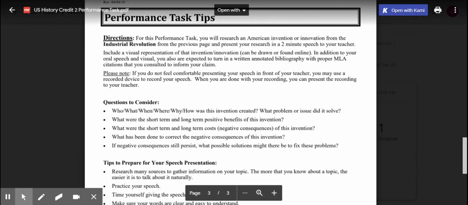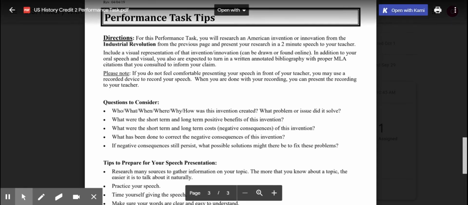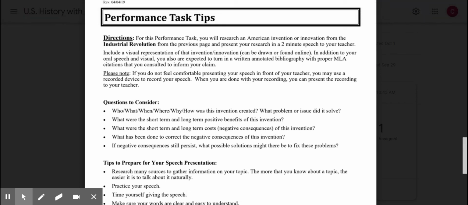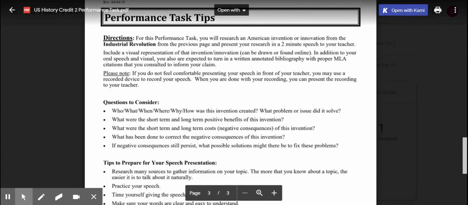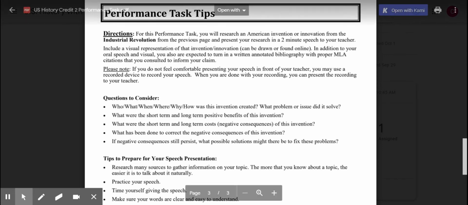So what problem does it solve? What are the short-term and long-term positive benefits of this? So what good comes out of it, but also what are the short-term and long-term costs, the negative consequences of this invention? So how does it make things better? And then how does it make things worse in some respects? And then what ultimately is done to correct the negative consequences of this invention? And in some cases, there may be some negative consequences that still persist.